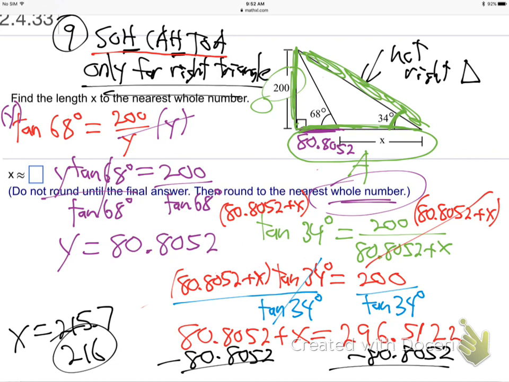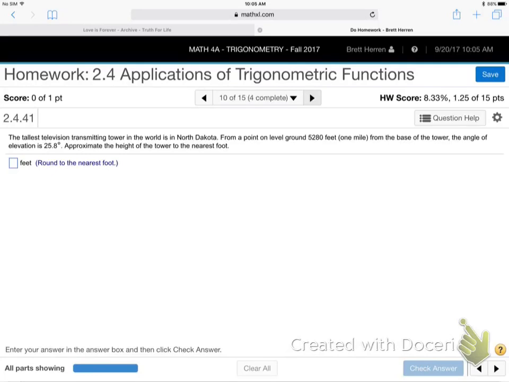All right, we're getting fancy in trigonometry. This will be easier, but it's all words, so it can be a little tricky. So, the tallest television transmitting tower in the world is in North Dakota. I didn't know that. Okay, from a point on level ground, 5,280 feet, which is 1 mile, from the base of the tower, the angle of elevation is 25.8 degrees. Find the height of the tower.